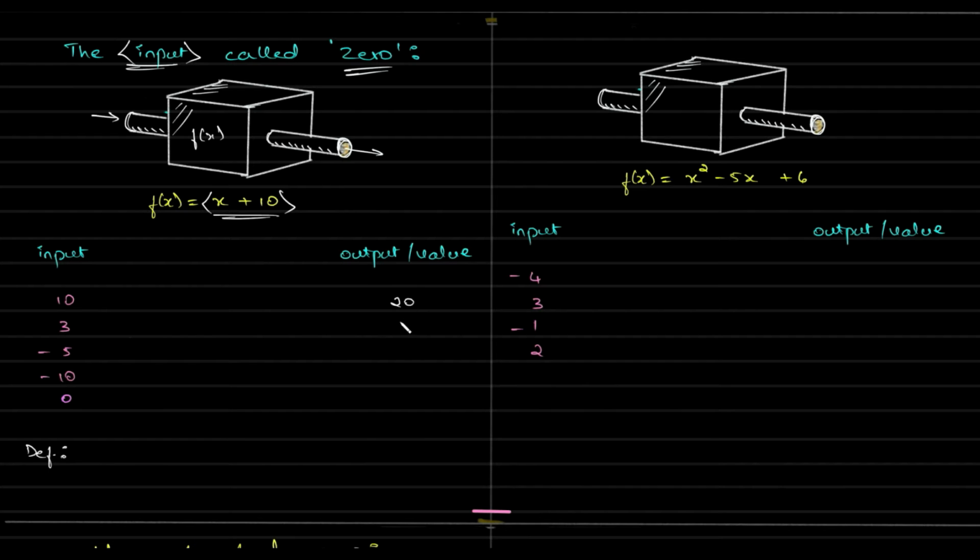The next one is for 3 it is 30. For minus 5 it is plus 5. For minus 10 it is 0. For input of 0 I'll get an output of 10.